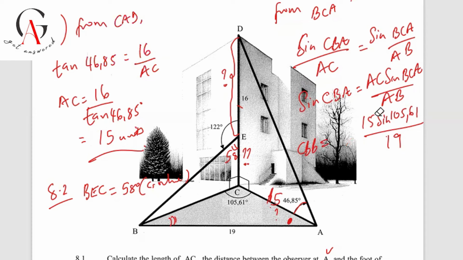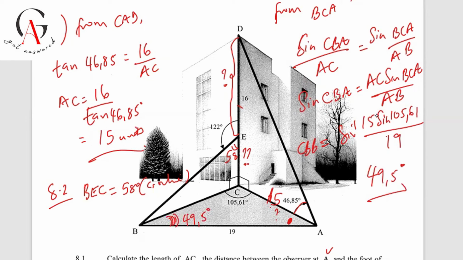Shift sine of this entire thing. Let me punch this in to see if we have the same answer. So that is 15 sine of 105,61, close that bracket, over 19, close that. I'm getting 49,495, which is 49,5. Which means this angle here is 49,5.